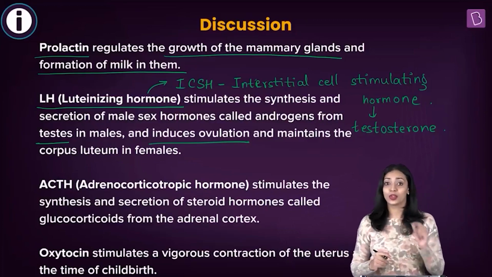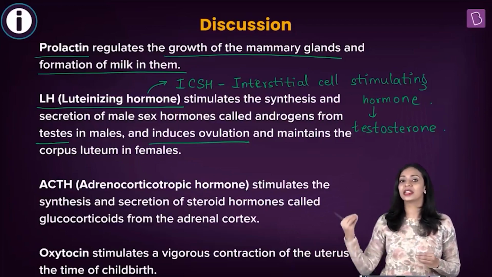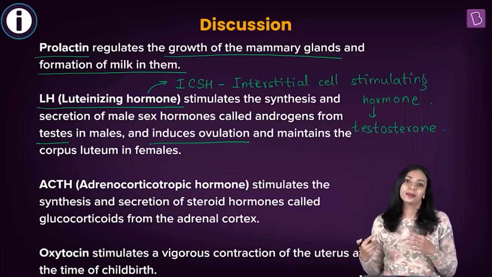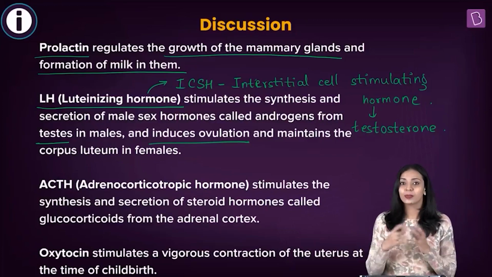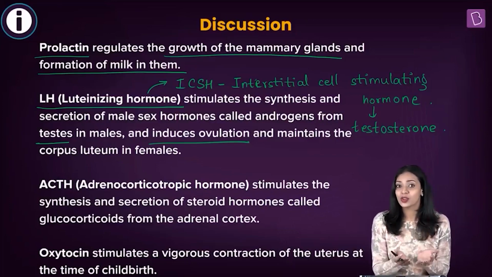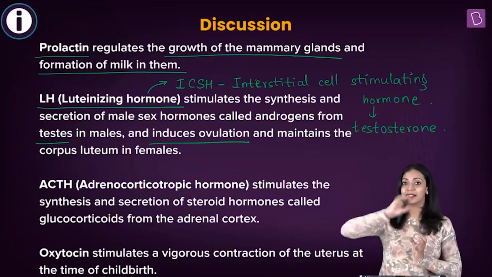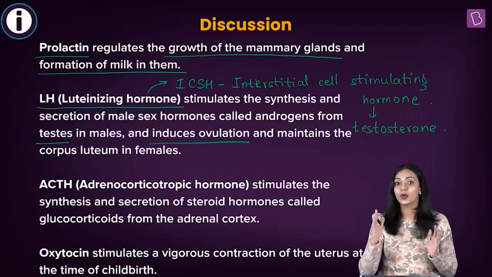Now, what is ovulation? I'm sure you know that once every month, in the menstrual cycle, the eggs get released from the ovary, released from the follicle. So the egg is basically present inside a follicle. A fully mature follicle is known as the Graafian follicle. The Graafian follicle will rupture to release the egg, and that process is what we call ovulation.